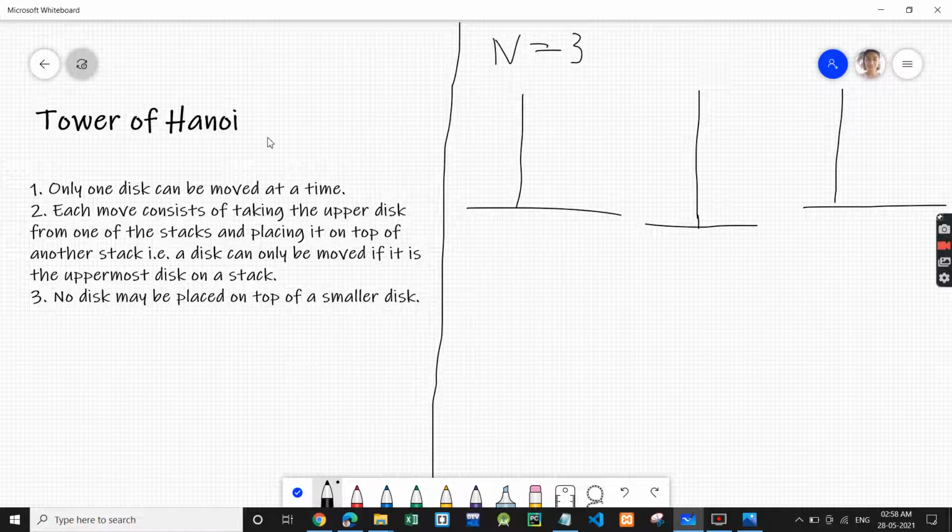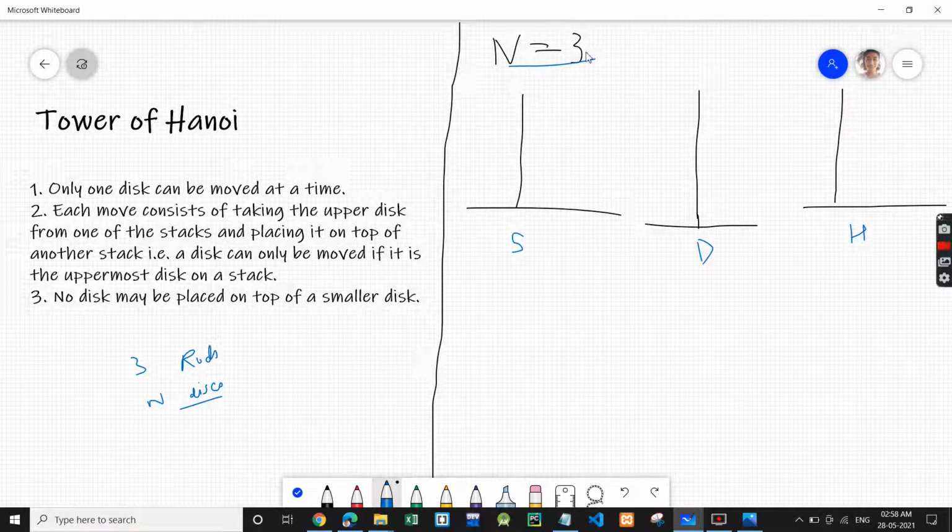So basically in this problem we are given three rods: source, destination, and a helper rod. And we are given n disks. N will be given in the input.